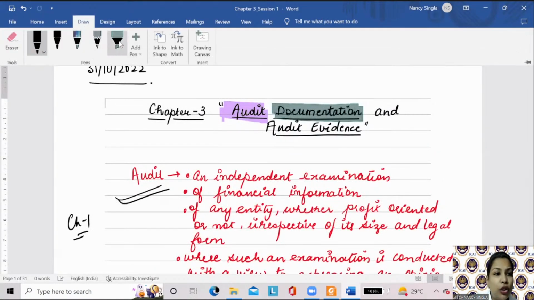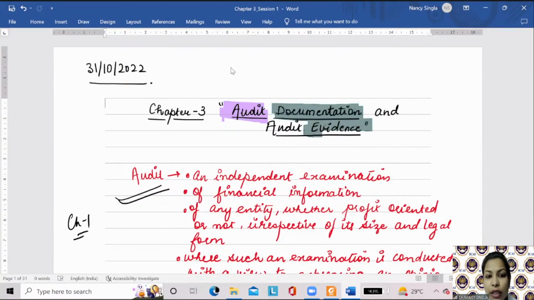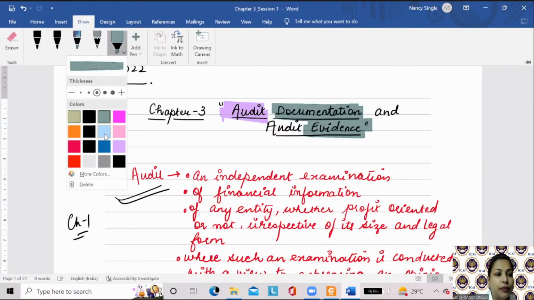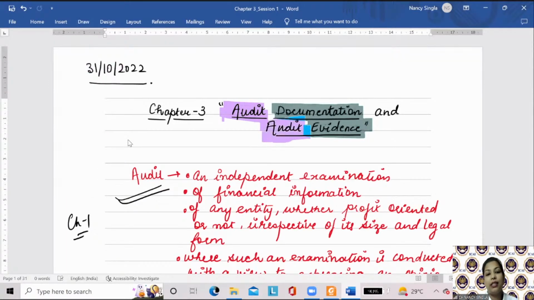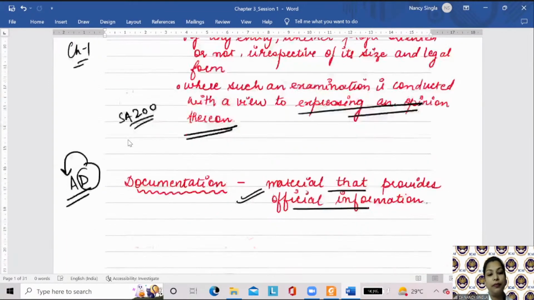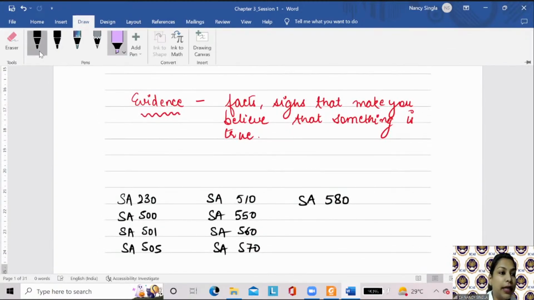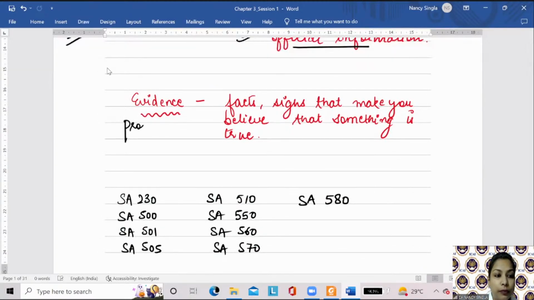evidence, what comes to your mind about evidence? The term evidence. So the synonym that may come to your mind is what? Proof, right? And the dictionary meaning says the facts or signs that make you believe that something is true.